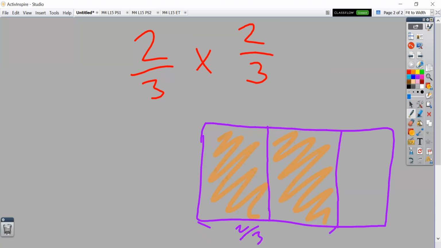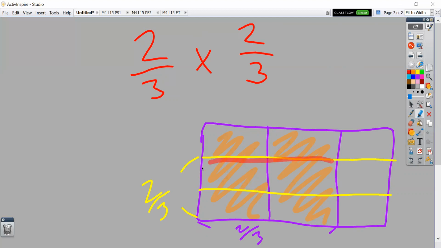Now I'm looking for 2/3 of that 2/3. So again, I'm just looking for 2/3 of those yellow cuts, right? So I'm looking for 2 of those rows, 2/3. And now that I have those 2/3, let me change color. I'm looking for just the section that's colored in of the 2/3 of the 2/3, kind of creating this little square. Well, there's 4 pieces out of 9. So it would be 4/9.